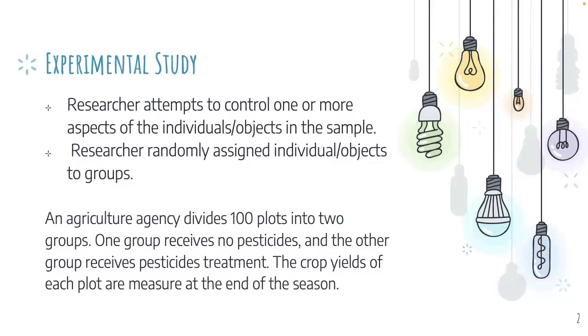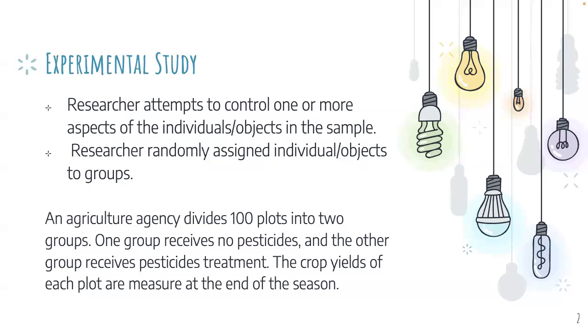When we talk about an experimental study, by definition, we are doing an experiment if the researcher is attempting to control any aspect of the individuals or the subjects in the sample. The researcher randomly assigns individuals or subjects into the different groups that the experiment has.